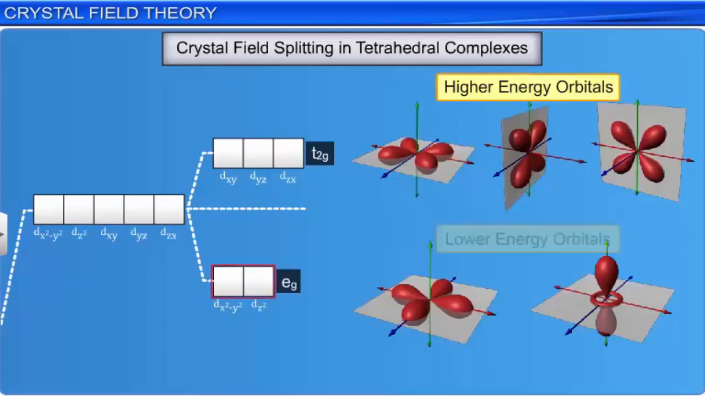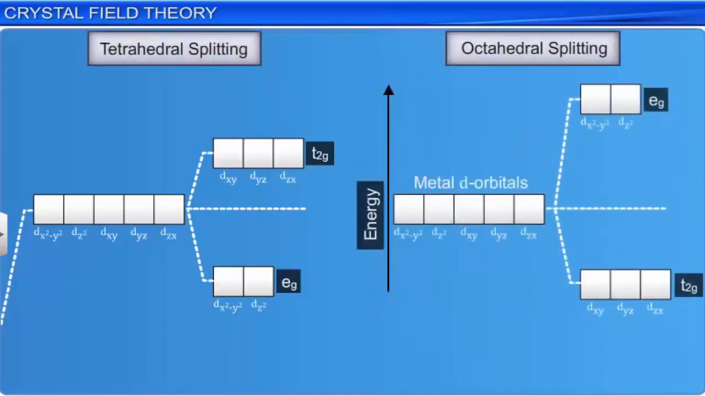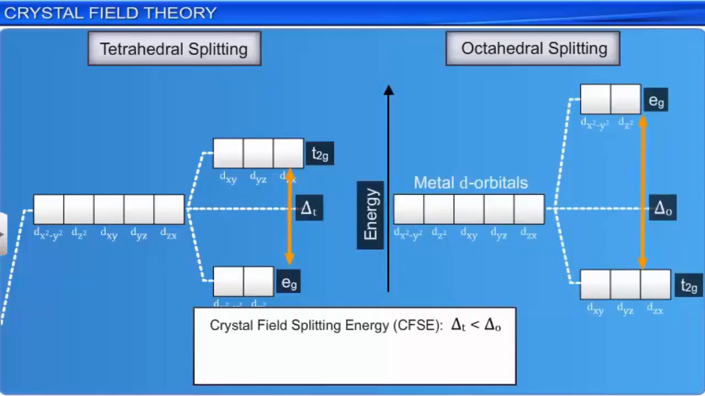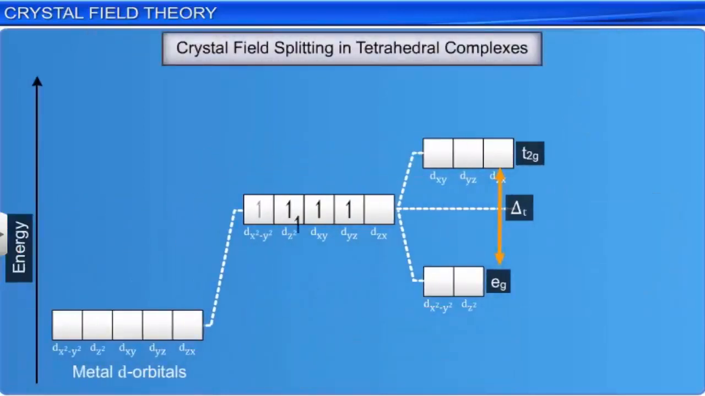You can say that the d orbital splitting in tetrahedral geometry is exactly the reverse of octahedral splitting. The crystal field splitting in tetrahedral complexes, which is denoted by delta T, is smaller than that of octahedral complexes. The difference in energy can be represented by delta T equal to 4/9 times the octahedral splitting. This splitting energy is not large enough to force the electrons to get paired up. Thus, low spin configurations are rarely observed.